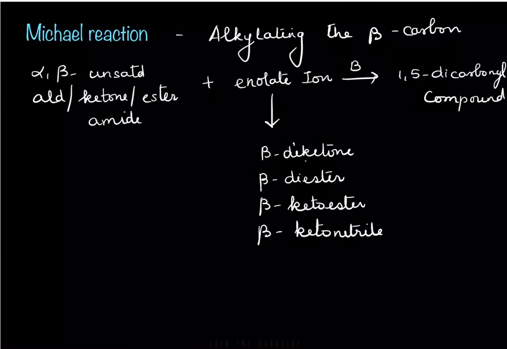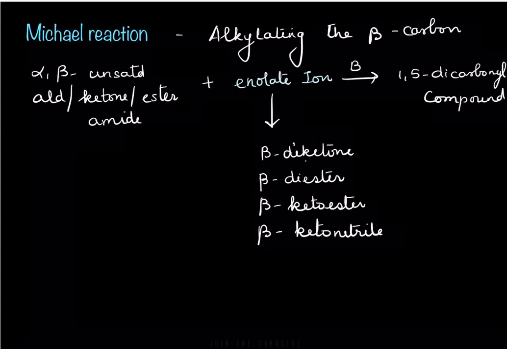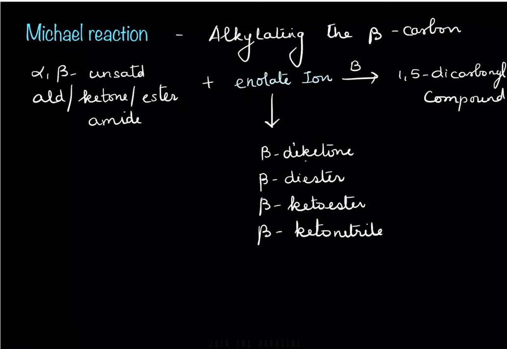Remember, the enolate ion is a very weak base, so normally it will do the conjugate addition, which is the addition at the beta position, beta carbon of the alpha beta unsaturated carbonyl compound. Okay, now let's get started with the actual reaction.